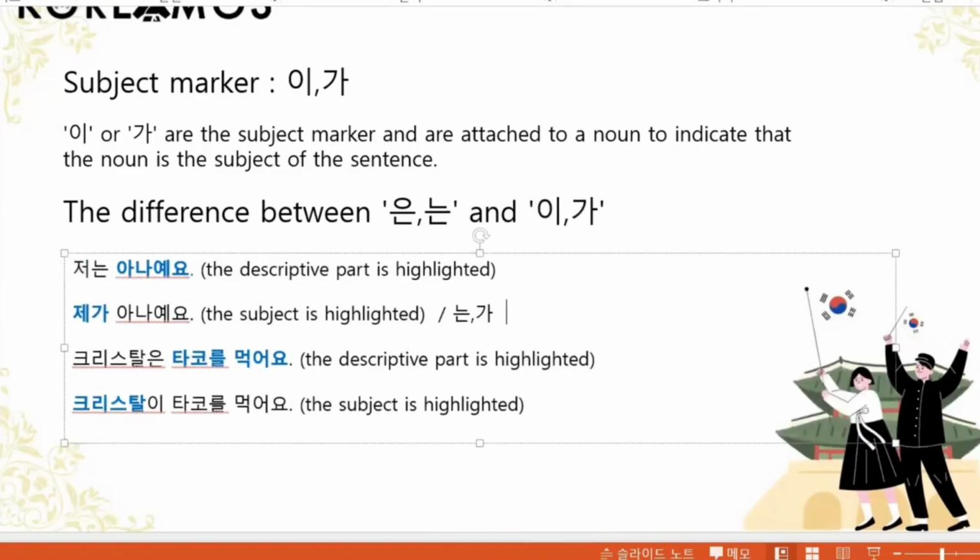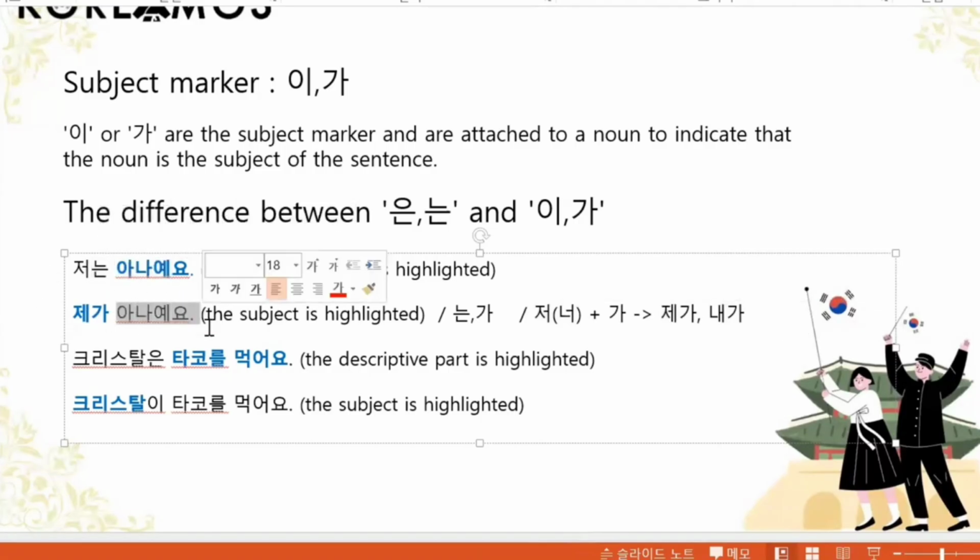And one more thing. 저 is "I," but when we use it with the subject marker 가, it changes into 제가, instead of 저가. But this only applies to 저. In informal speech we say 나, and it changes into 내가 instead of 나가. But only for these words. The other words don't change with the subject marker 가. Anyway, 저는 and 제가 both mean "I."